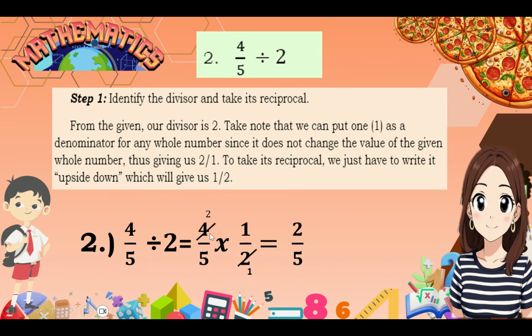So 4 divided by 2, we have 2. And 2 divided by 1 equals 1. Proceed to multiplication right after. 2 times 1 equals 2. 5 times 1 equals 5.